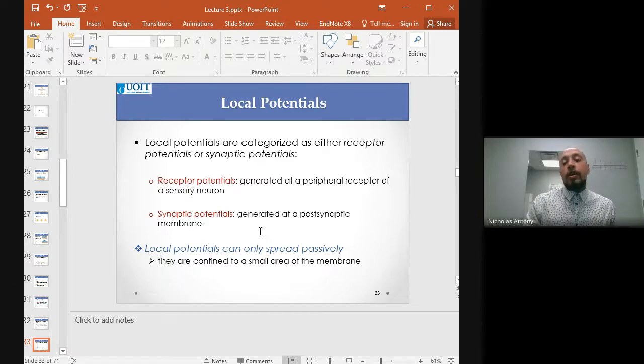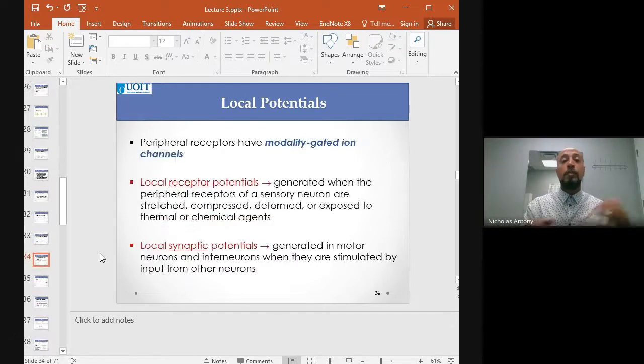So do we all understand the concept of these local potentials? They're going to occur as a result of stimulus at the dendrites, so either modality gated channels or ligand gated channels. These are local potentials because it's just one channel, just a small change. When they open, they're going to allow in an ion, either positive or negative, depending if they're excitatory or inhibitory, but it's just a small amount of charge. And once you get a bunch of them, then you could potentially get an action potential firing.